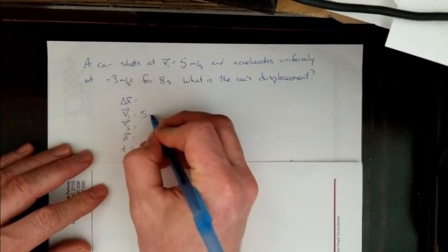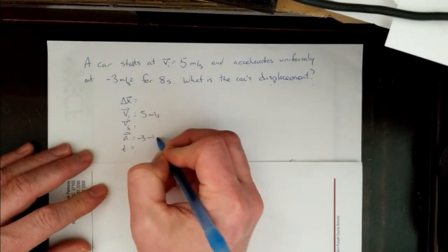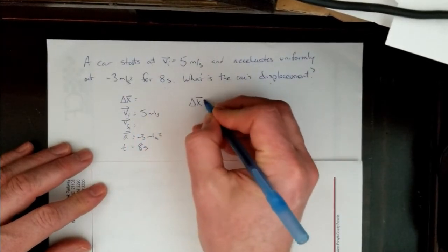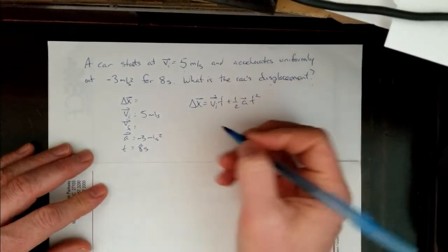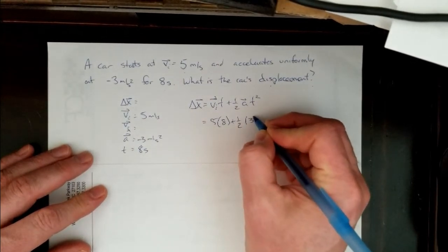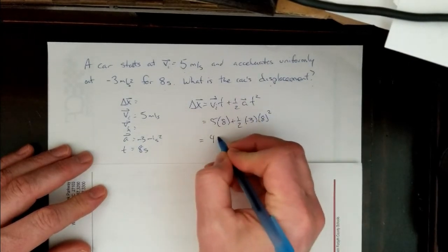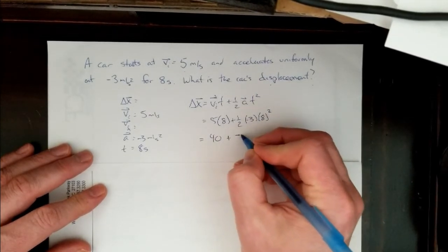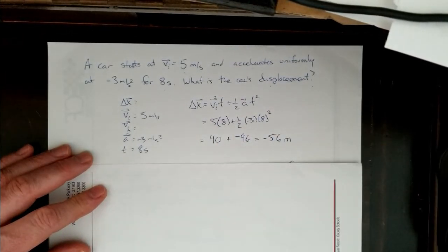Initial velocity is 5 meters per second, the car accelerates uniformly at negative 3 meters per second squared, and time is 8 seconds. Find displacement. Well, we have a formula for that: delta x equals v_i t plus 1/2 a t squared. So that would be 5 times 8 plus 1/2 times negative 3 times 8 squared. 40 plus, let's see, 64, 32, negative 96, or negative 56 meters. Assuming I didn't make a math error.